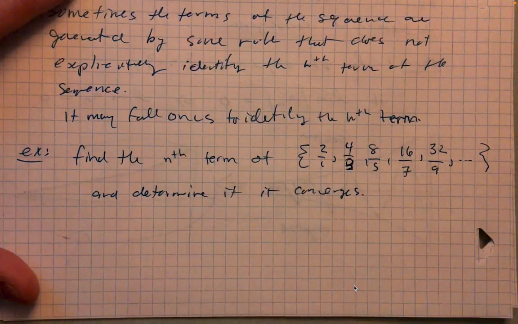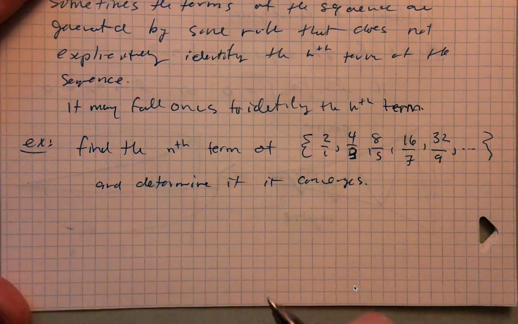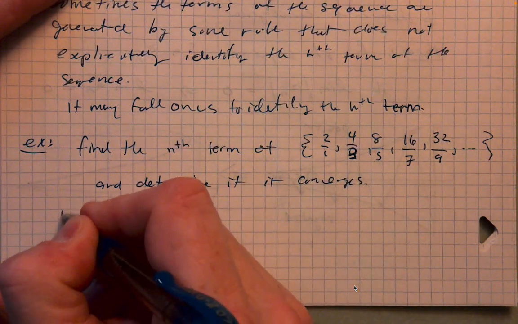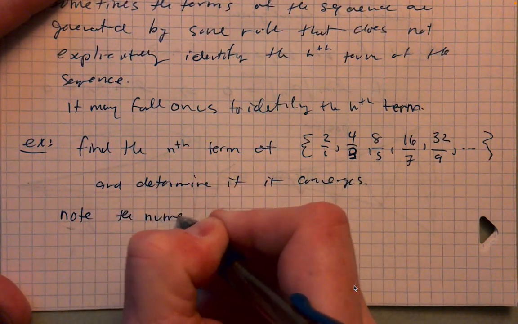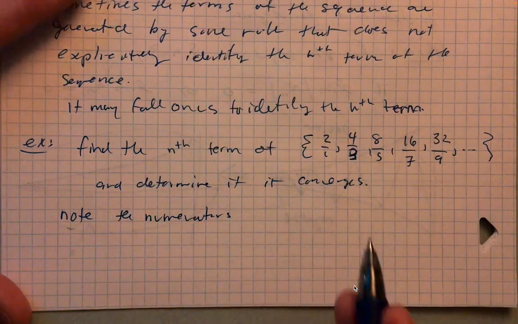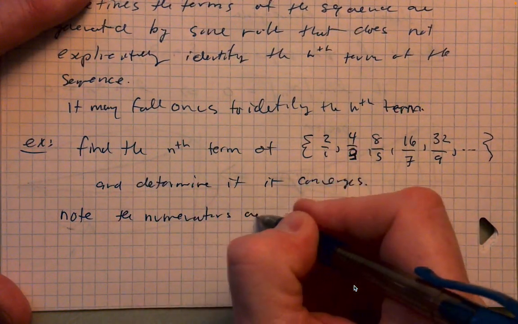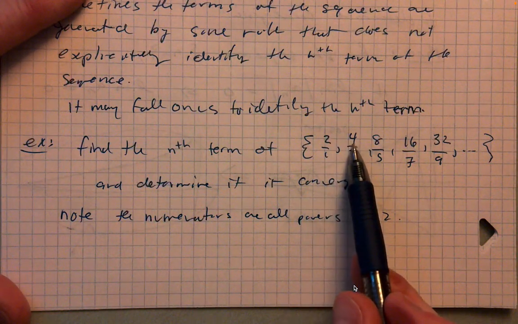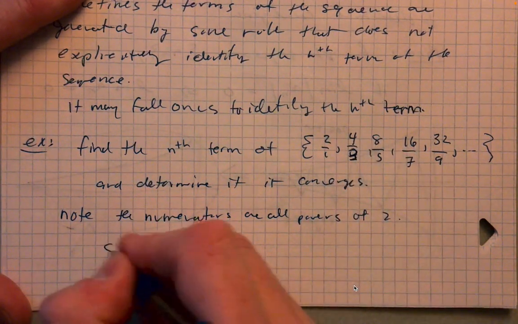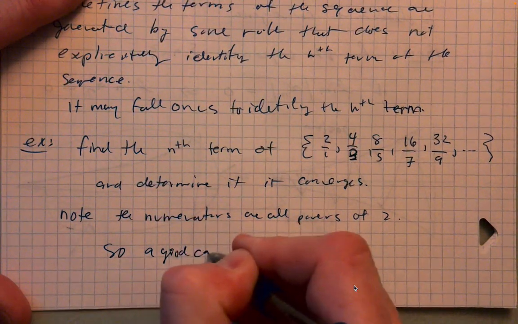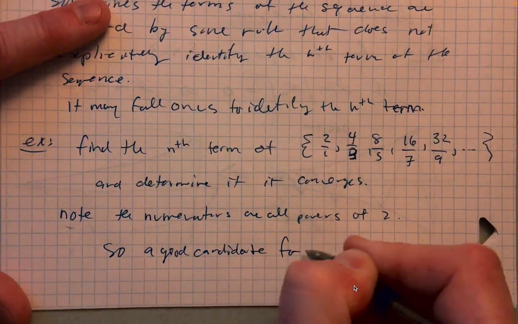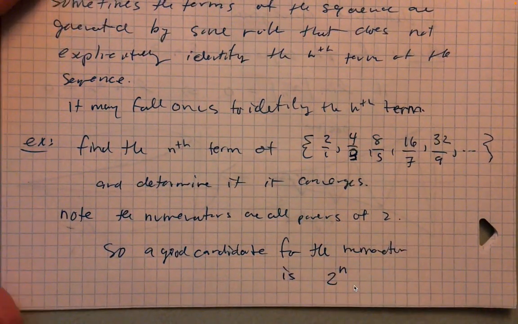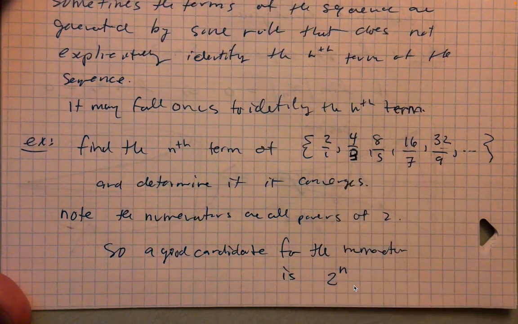In general, this is maybe how you want to think about it: look at the numerator and denominator separately in the case of a sequence like this. So note the numerators are all powers of 2. This is 2 to the first, 2 squared, 2 cubed, 2 to the fourth, 2 to the fifth. So a good candidate for the numerator is 2 to the n. Probably what's generating the sequence of numerators is 2 to the n.